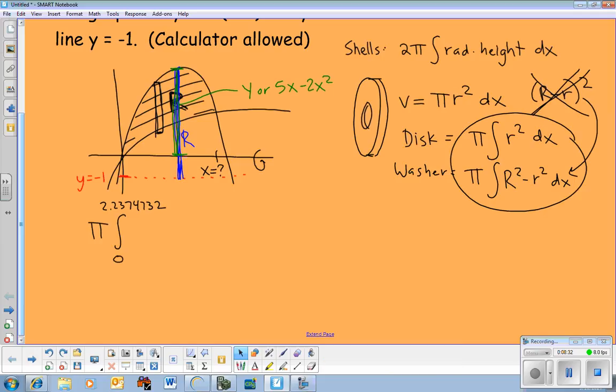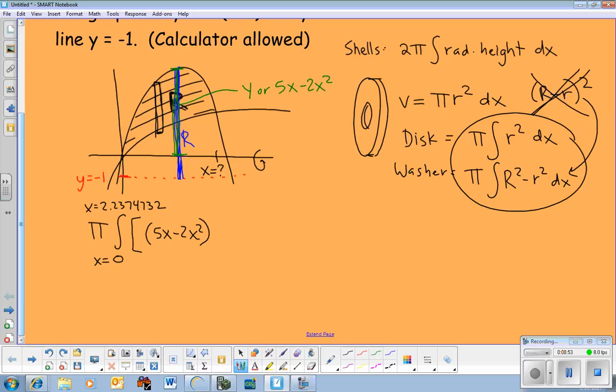And since I am in all x mode here, everything is x. This is x equals 0. This is x equals 2.23. My vertical rectangle says everything's in x mode. I want to use the 5x minus 2x squared. So my big radius is 5x minus 2x squared.